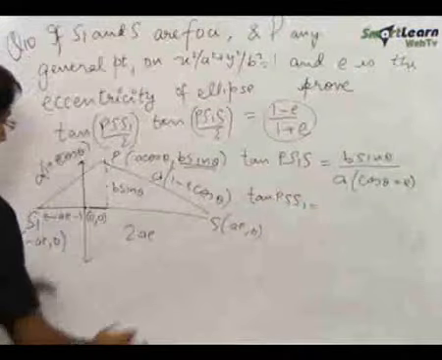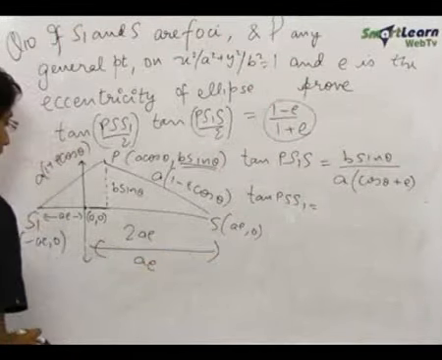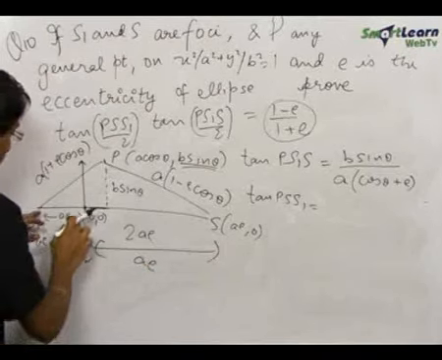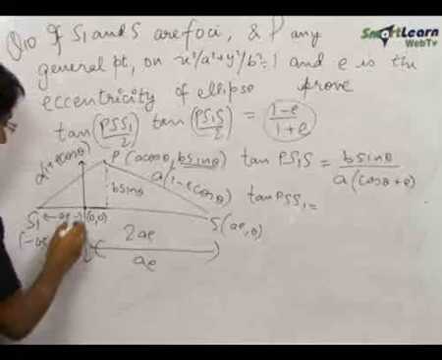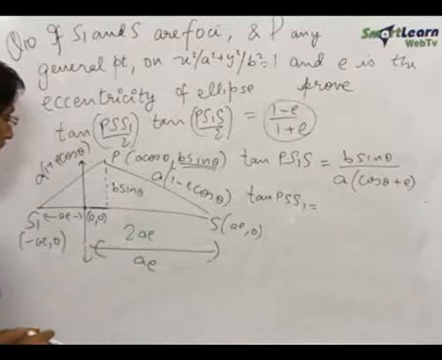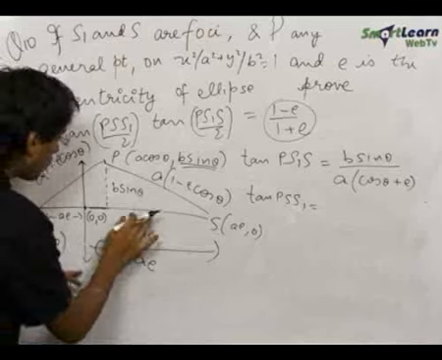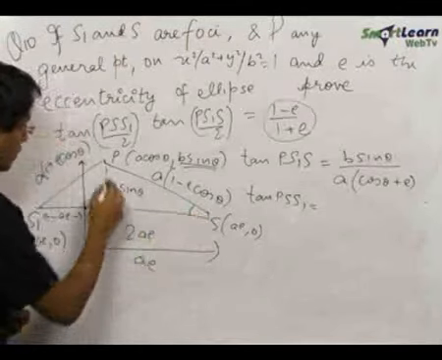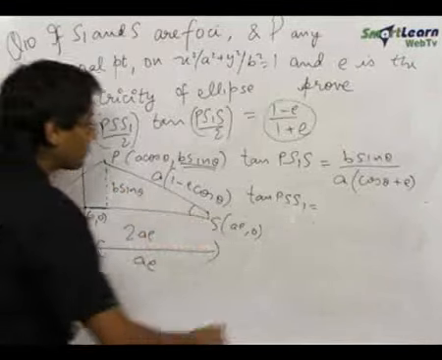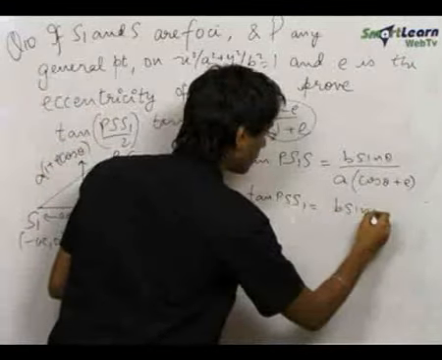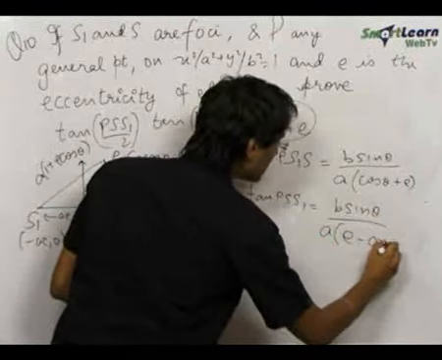comes out to be equal to this entire length is AE. Mind you, this AE and this AE are appearing to be different in lengths, but they are not. This is also equal to AE and this is also equal to AE. So tan of this angle is equal to B sin theta upon AE minus A cos theta. So this is equal to E minus cos theta.